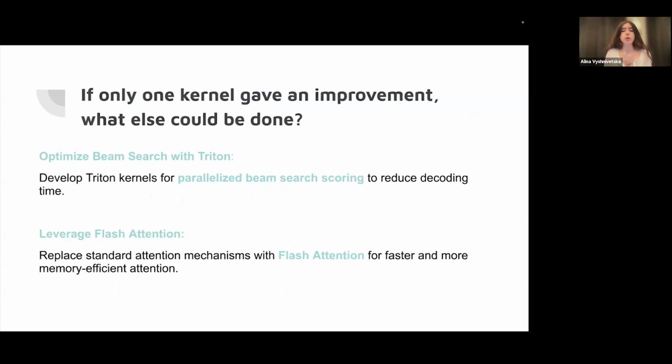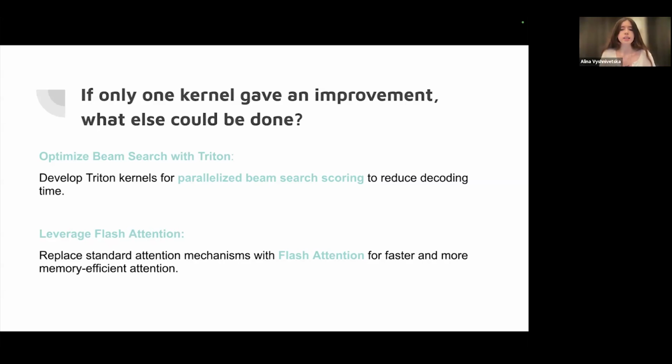And yeah, if only one kernel gave an improvement, what else could be done? What I also tried to do but didn't manage because of time, and it's quite complex, is to optimize beam search for Triton and develop Triton kernels for parallelized beam search scoring. What is important is that this is actually the main bottleneck of the transformer architecture. It is in the decoder, not in the encoder. But yeah, Alina, time check, just 1 minute, okay?